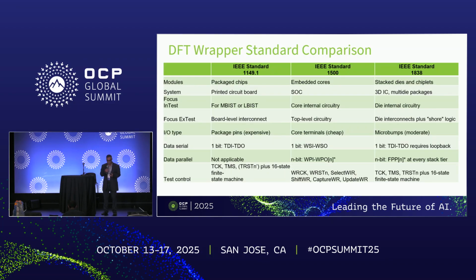Okay, so this is just summarizing all the standards. P1500 is used in HBM, and 1838 is another standard, which is basically for testing stacked ICs, and now it is being widely used in all the 3D ICs built by all these big hyperscalers.